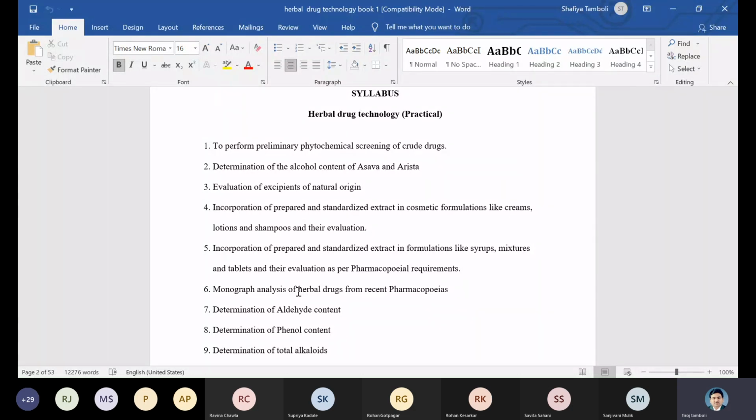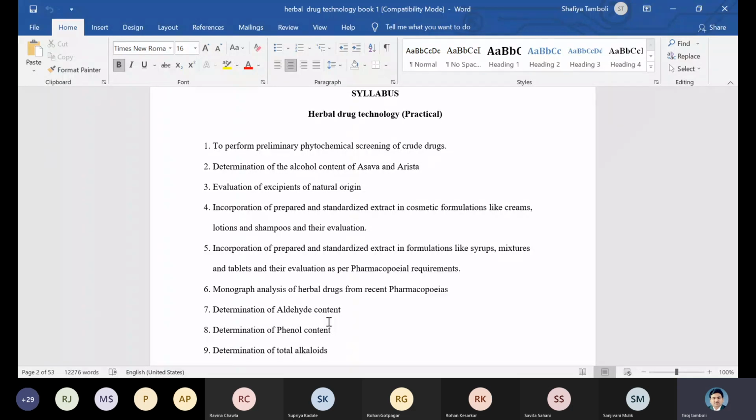So the systematic study of any entire or single crude drug that is given in the pharmacopoeia is called a monograph analysis of herbal drugs from the recent pharmacopoeia. Next, number seven, a determination of aldehyde contents. Now, aldehyde, I think you know, is a type of secondary metabolite. So this is nothing but an estimation type of experiment.